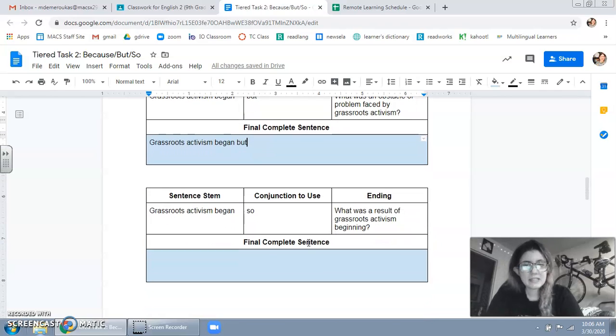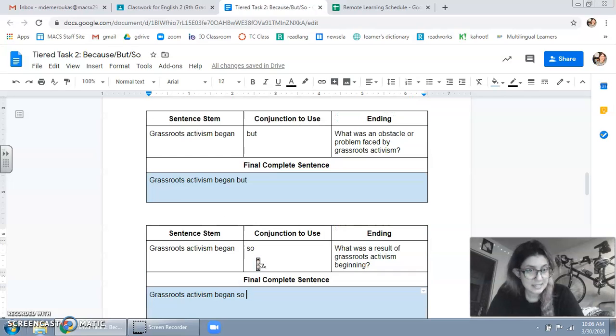And then last, we're using so. And so is a word that usually means there's some kind of result or some effect, right? So I would start my sentence, grassroots activism began, so something happened, right? These 3 sentences should be different. The stem is the same, yes, but the conjunction and the ending should all be different.